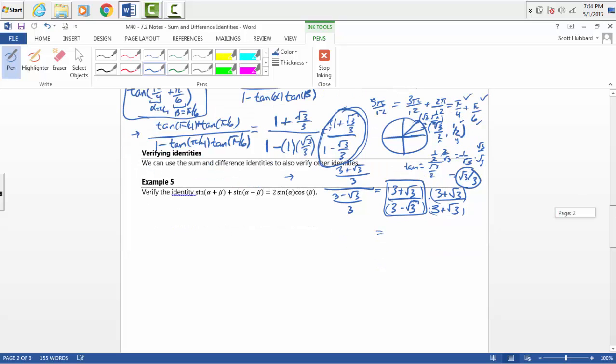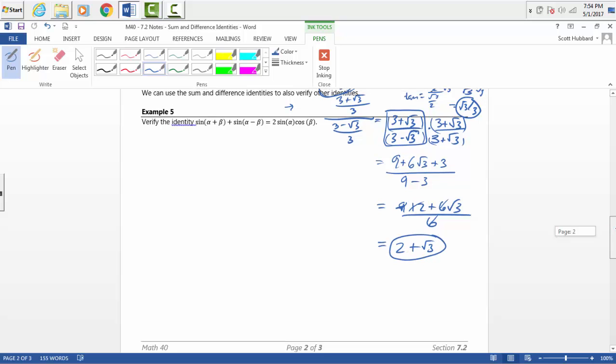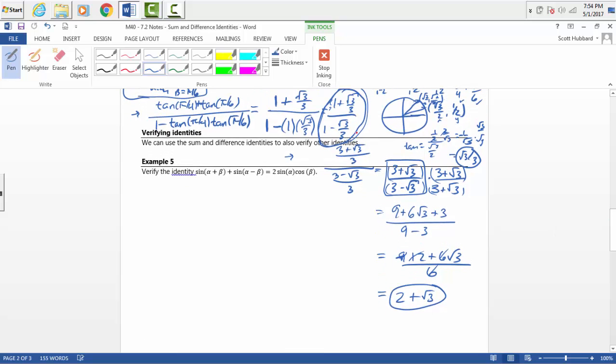But just so you can see where these numbers come from, then FOIL, and I would get 9 plus 6 root 3 plus 3, and this would give me 9 minus 3, which would be 6. So I'd end up with 12 plus 6 root 3 all over 6. 9 minus 3 is 6. And I could factor out the 6, and I would be left with 2 plus root 3. So that is the nice, pretty answer. It looks much nicer than this answer, but it turns out that these are the same.